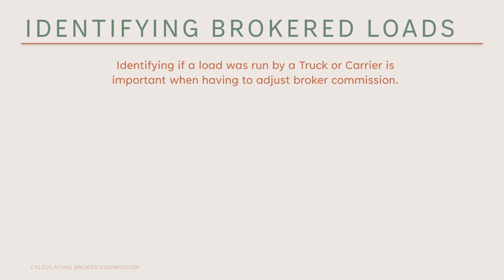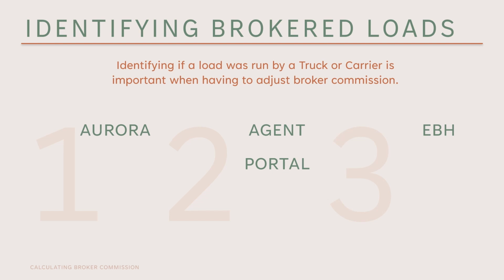Determining whether a load was run by an Evans truck or a carrier is very simple and can be done in one of the three following ways. You can search the load in Aurora, the agent portal, or EBH. First up is Aurora. So let's dive in and check out how to identify a broker load.